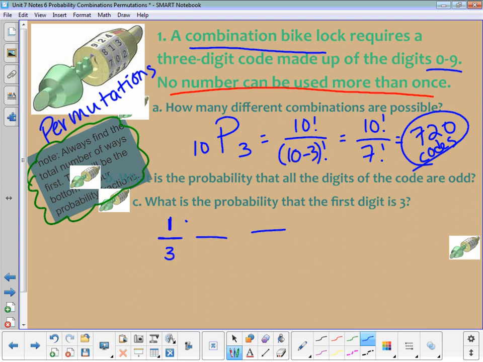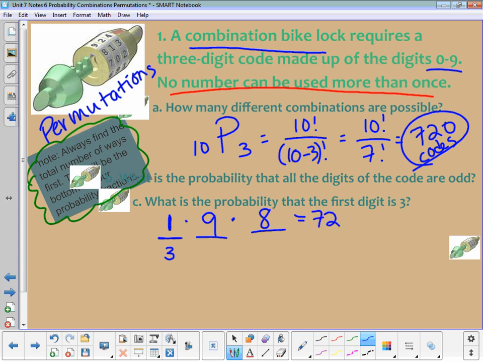There's only one 3 in the list. Then I have 9 options left because I've used the 3. So I have 9 options left for the next number. Then once I use a number there, I have 8 options left for the last number. So 1 times 9 times 8 is going to give me 72.